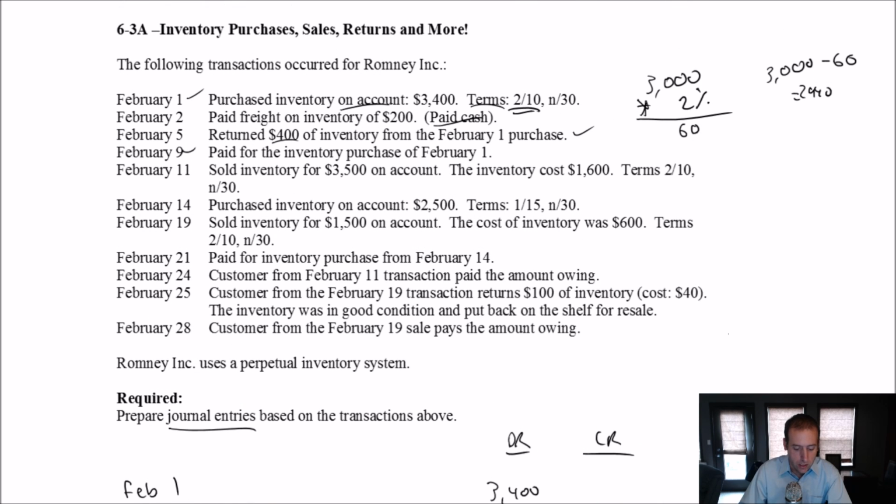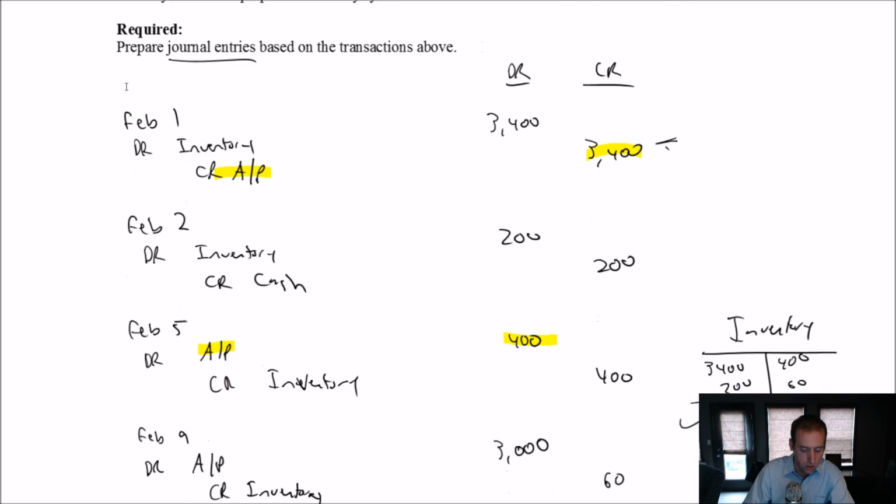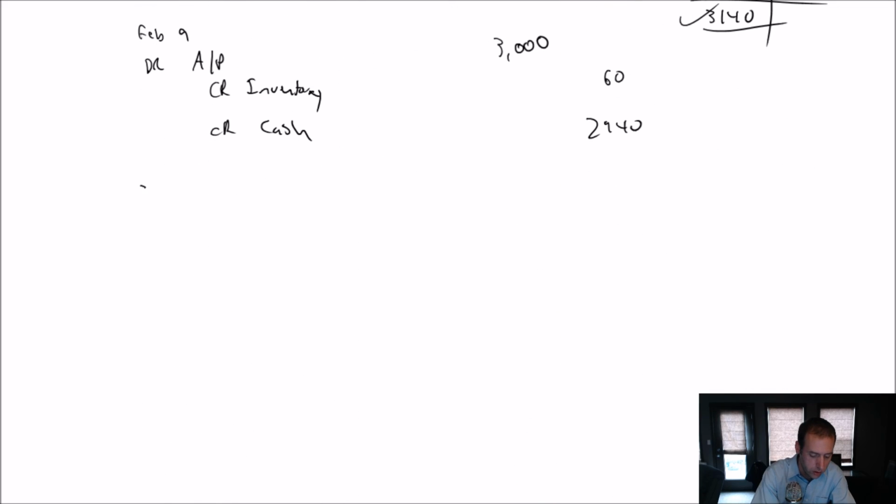February 11th, sold inventory for $3,500 on account. The inventory cost $1,600. Terms 2/10, net 30. Okay, so these four are all about purchasing inventory. Now we're going to look at selling some inventory. When I sell inventory on account, there's always two pieces to the puzzle. One to record the fact that I've sold something. The other to record the fact that some inventory walks out the door with my customer.